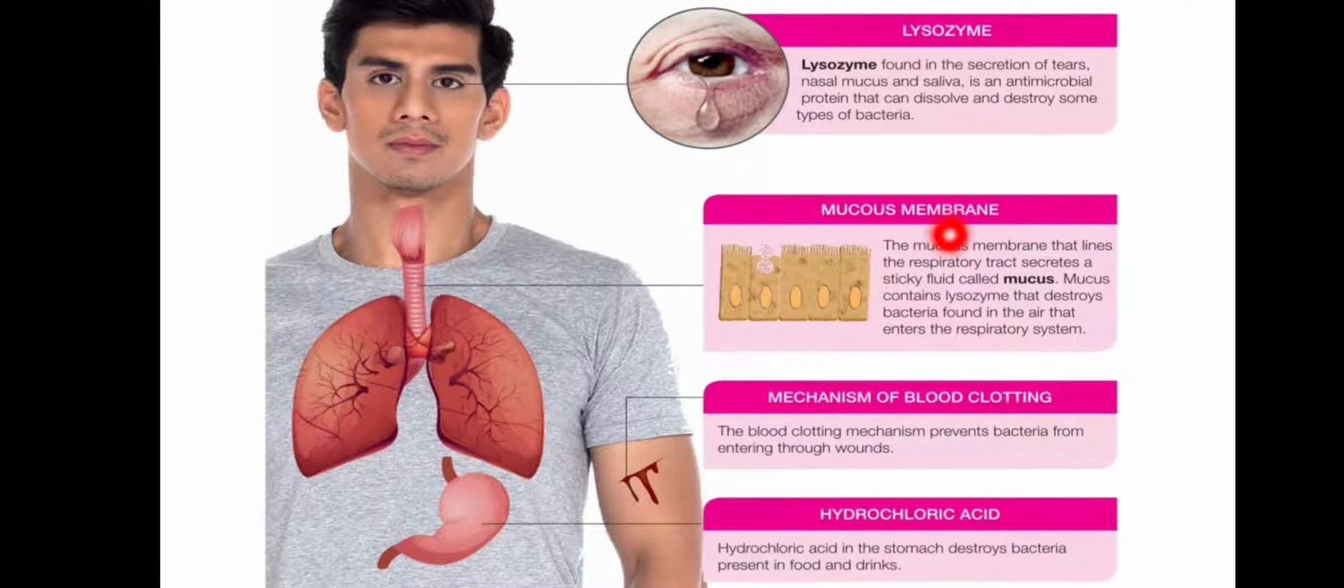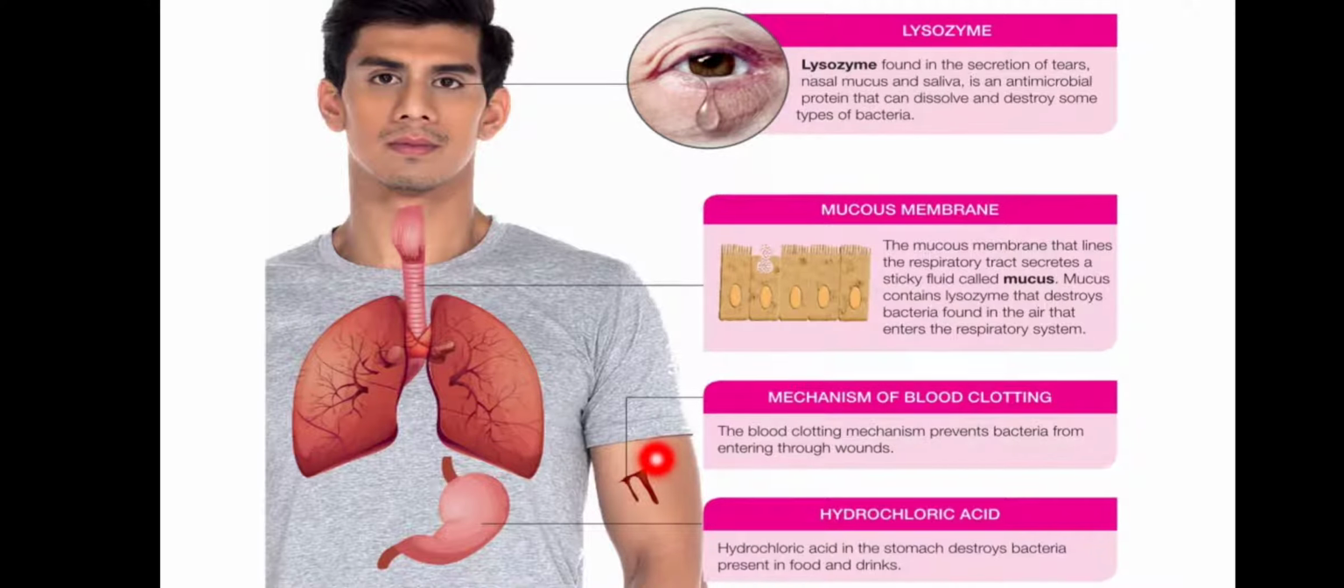Second one is mucous membrane. Mucous membrane that lines the respiratory tract will secrete a sticky fluid called mucus. Mucus also contains lysozyme that destroys bacteria found in the air that enter our respiratory system. Okay, and then this one, ini adalah mechanisms of blood clotting. The blood clotting mechanism also prevents bacteria from entering through our wounds. Okay? Entering through wounds di sini.